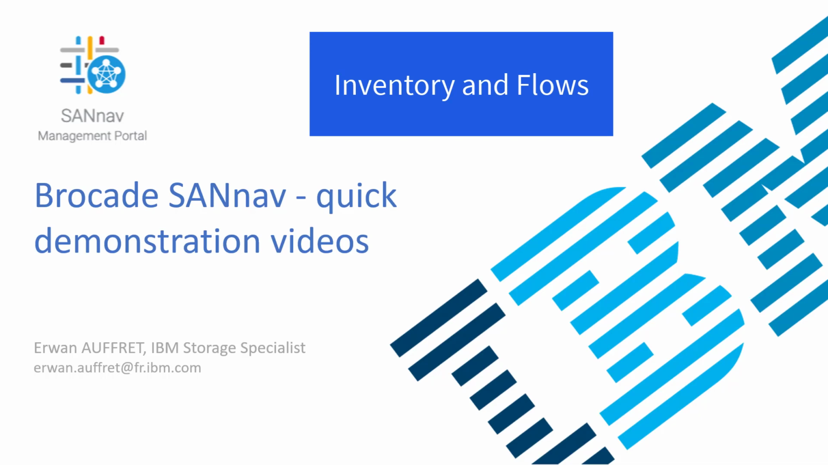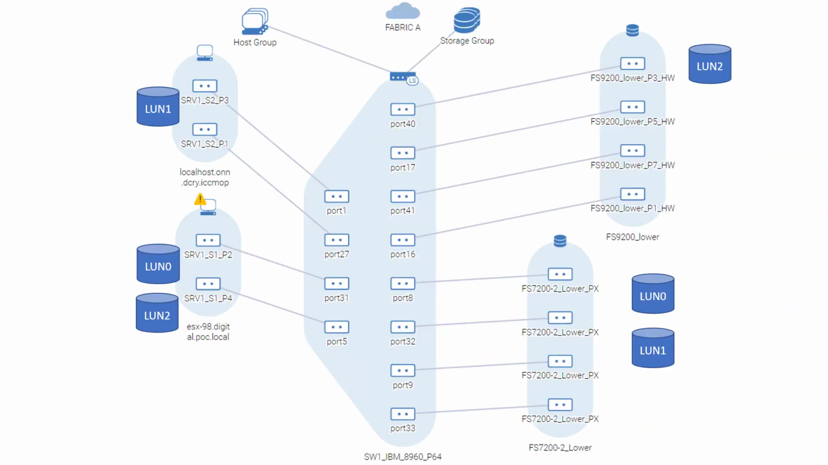In this video, we'll go through the inventory and the flows. To illustrate what the flows are, let's take this example. We have on the left two hosts, which are physical servers connected to the switch of fabric A. On the right side, we have two storage systems connected to the same fabric and providing LUNs to the servers.